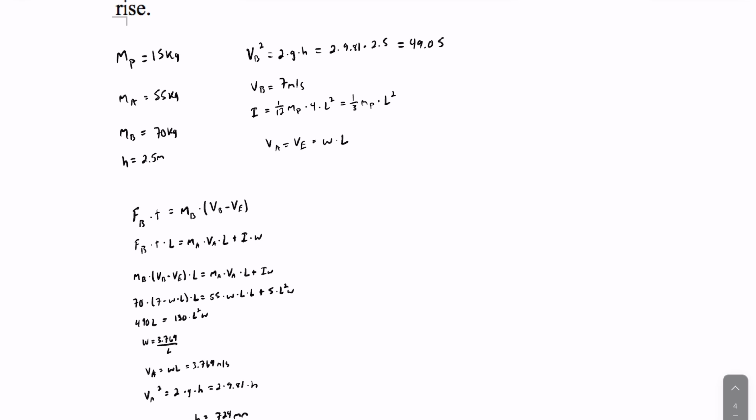And then I equals 1/12 M_P times 4 times L squared, which equals 1/3 M_P times L squared. And then v_A equals v_E, which equals omega times L. And then you do F_B times t equals M_B times v_B minus v_E. And then you plug in everything. You get omega equals 3.769 divided by L. And then you get v_A equals omega L equals 3.769 meters per second. And then v_A squared equals 2 times g times h equals 2 times 9.81 times height. And then the height equals 724 millimeters.